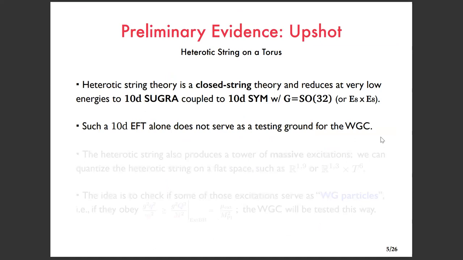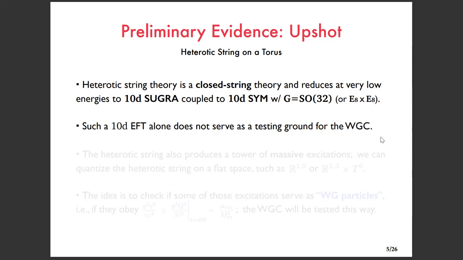So this is a one slide upshot of the preliminary evidence. The heterotic string theory is a theory of a closed string. It reduces at very low energies to 10 dimensional supergravity coupled to 10D super Yang-Mills with the gauge group SO(32) or E8 times E8. And to be specific, I'll be assuming in this talk the gauge group to be SO(32).